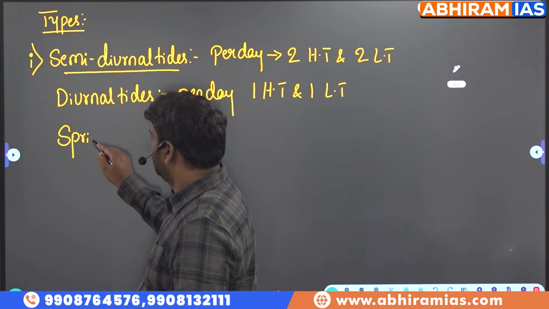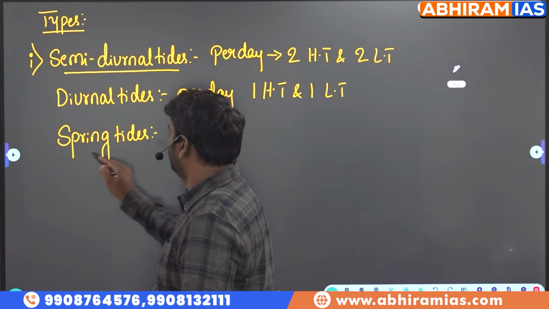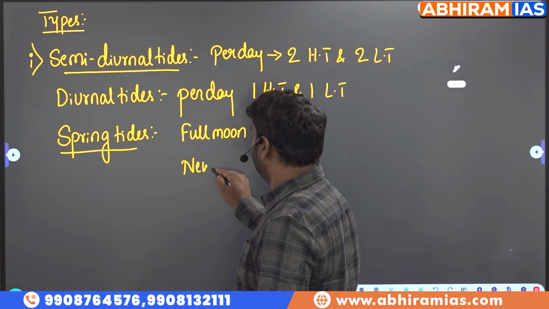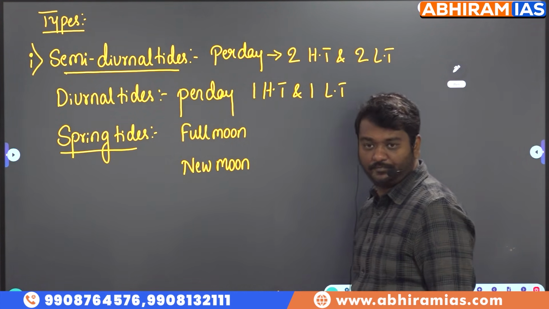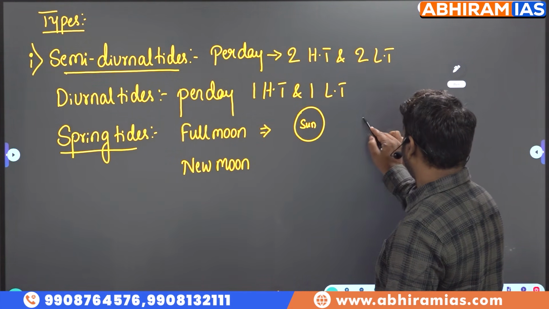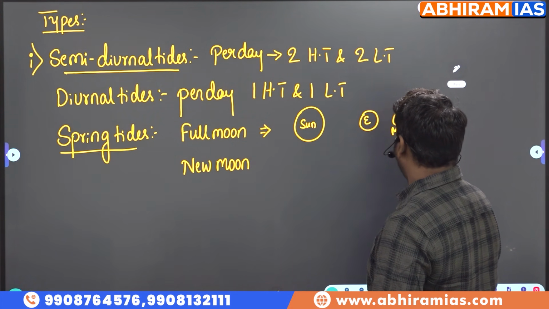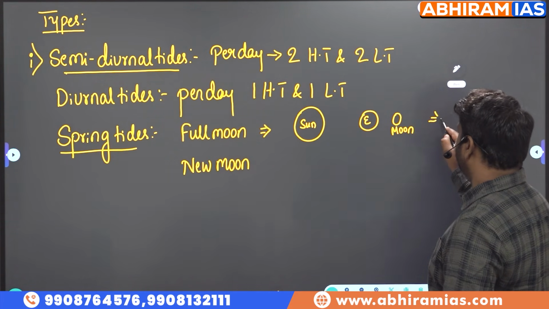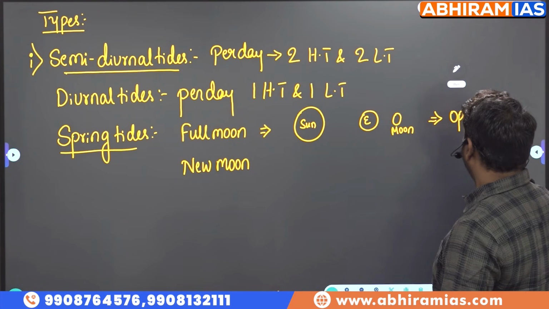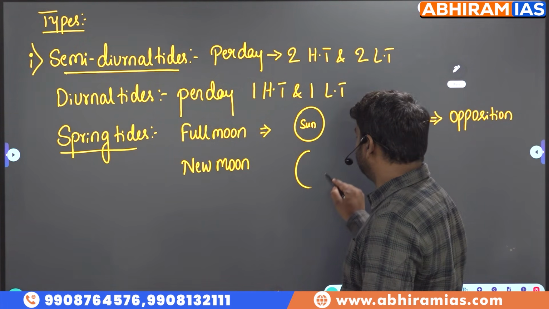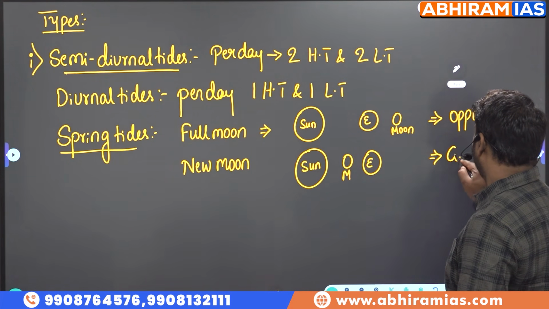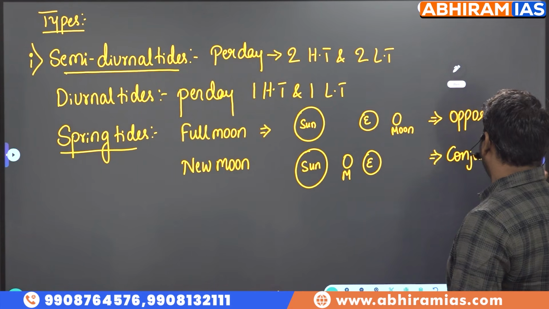You have spring tides. It is observed during full moon and new moon. What is the meaning of full moon? Sun, earth and moon. When the sun and moon are on opposite sides, this is called opposition. When the sun, earth and moon are on one side, it is called conjunction.